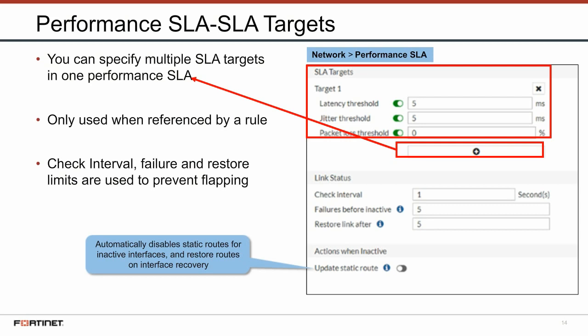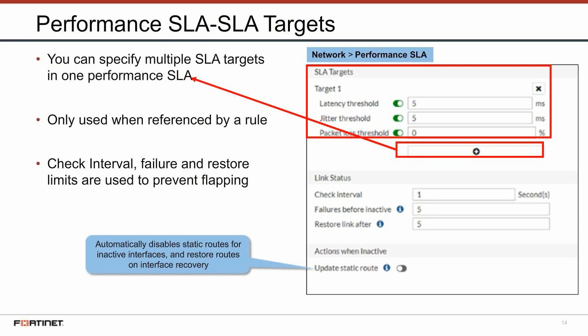If, however, the applications are running on different servers, then you would want to create different Performance SLAs for each application in order to have the health check go against the specific application server. And each Performance SLA would require only one SLA target for that application.